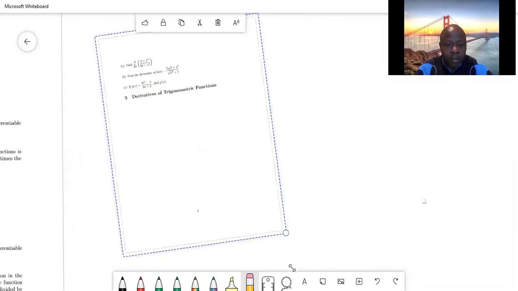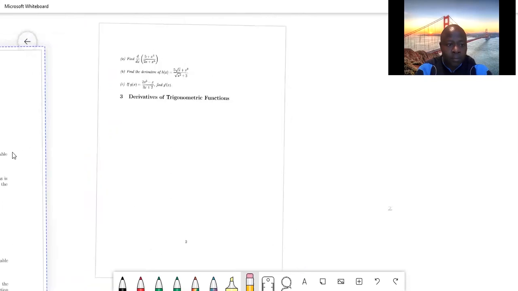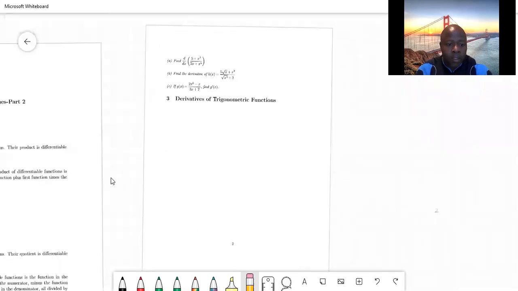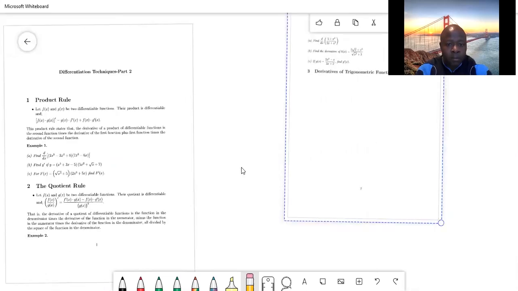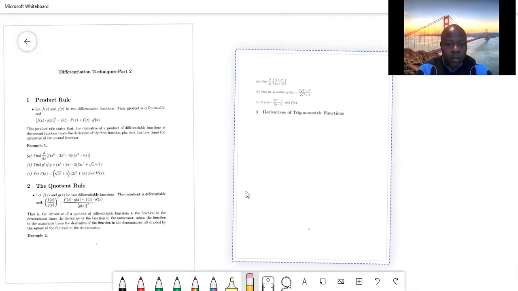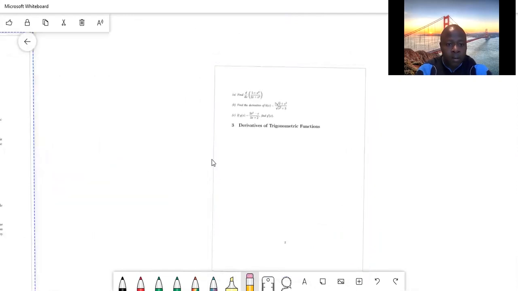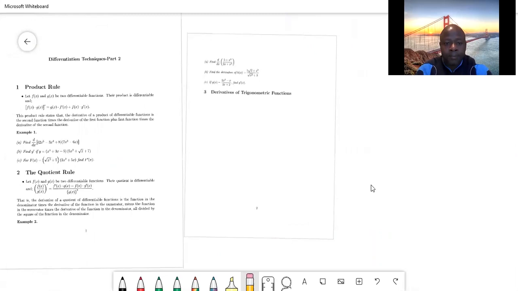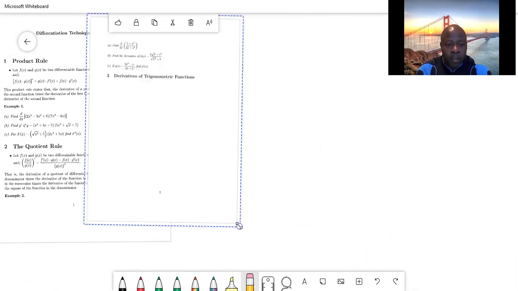Just enlarge this, that we all can see it. Just do this, then move this one here. Move this one here, then move this one away. Okay. So just enlarge it.